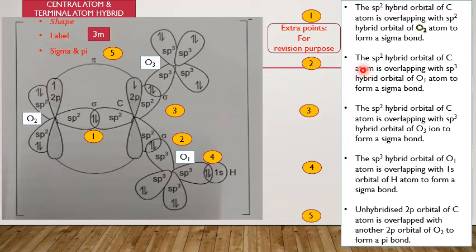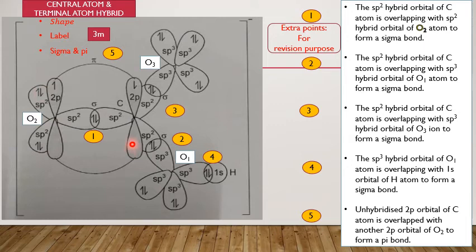If the question asks you to explain or describe, you have to show all the explanation over here. You have to state clearly what kind of orbital. So I try to explain one example. Point number 1 is over here. So the sp2 hybrid orbital of the carbon atom is overlapped with the sp2 of the O2 atom to form the sigma bond. For the pi bond, we look at point number 2. You can mention the pure 2p orbital or unhybridized 2p orbital of the carbon atom is overlapped with another 2p orbital of the O2 atom to form a pi bond.